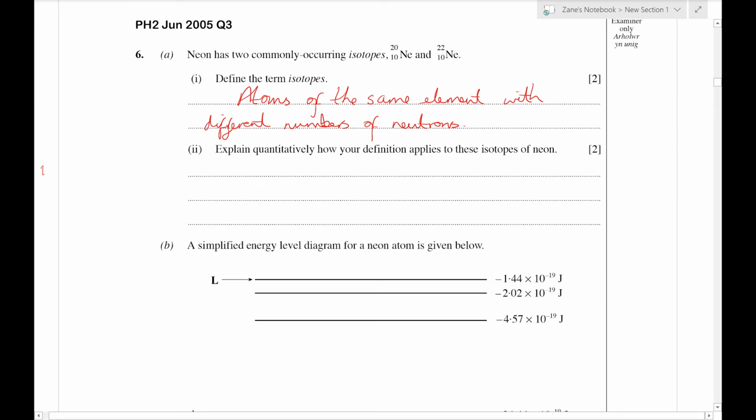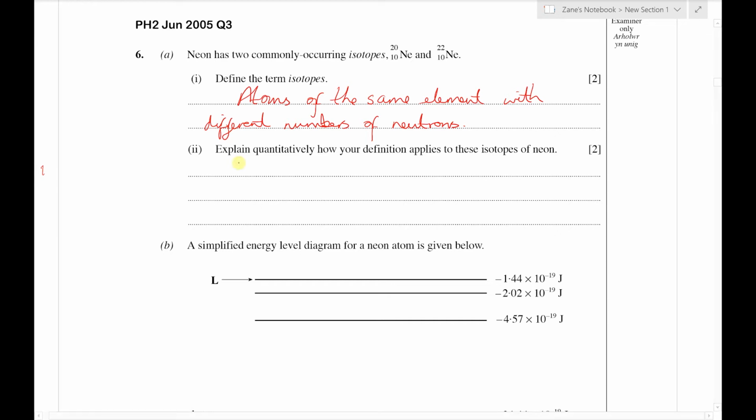Next, we're asked to explain quantitatively, using the examples above, what our definition means. Well, the top number tells us what's known as the mass number, or better in physics terms the nucleon number of the element, which is the total number of protons plus neutrons in the nucleus. So the neon 20 has 20 protons and neutrons in total. The lower number, 10, tells us that there are 10 protons. This number is known as the proton number or the atomic number.